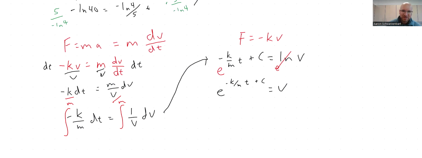I will use my separated out trick. I'm going to put the kt over m, so it's clear that that's on top. e to the c equals v. My initial condition at 0, v of 0, we're going to call v0. Negative k times 0 over m e to the c. This whole thing is 0, so e to the c is v0, giving me finally this equation.